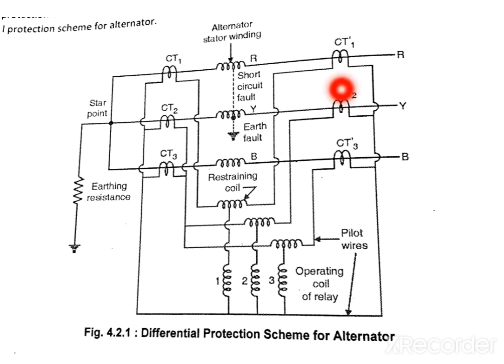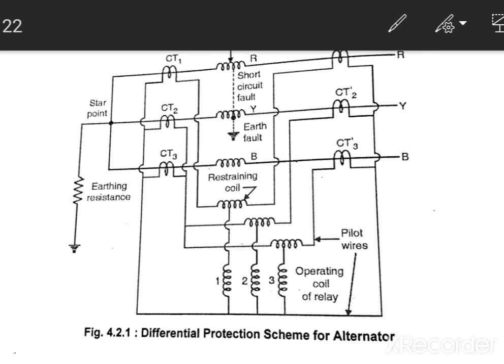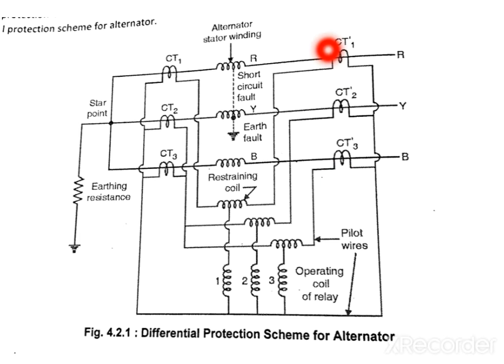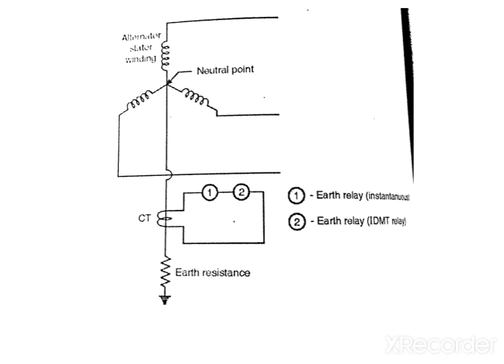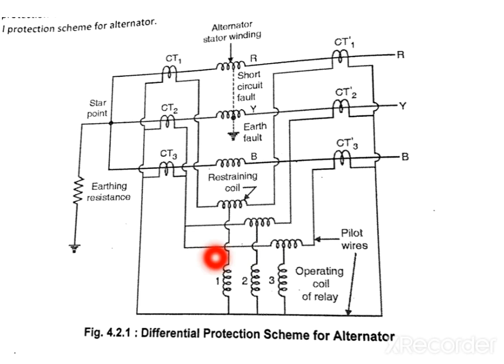There are 6 CTs used in this type of protection. The voltage level of these CTs is the same. The turns ratio of these CTs is also the same. These are the secondaries of the CTs, and these are connected to these pilot wires, and the polarity of the CT secondary is such that when current flows during normal operating conditions, there is no potential difference across the operating coil of the relay. The 1, 2, 3 are these operating coils, and these are the restraining coils.